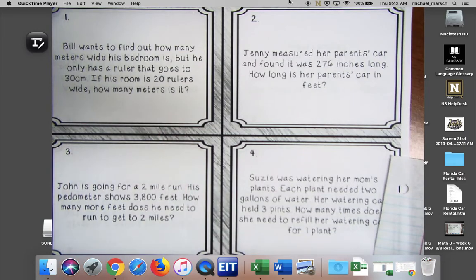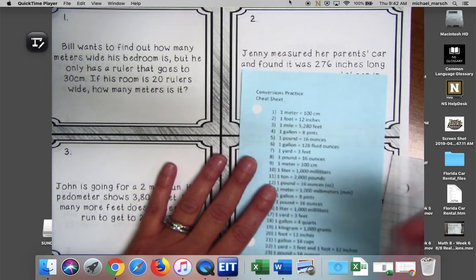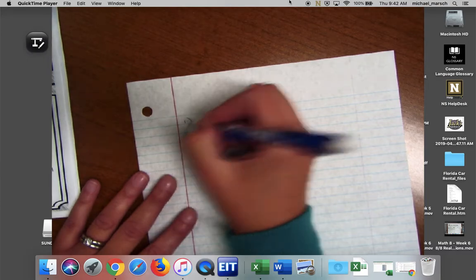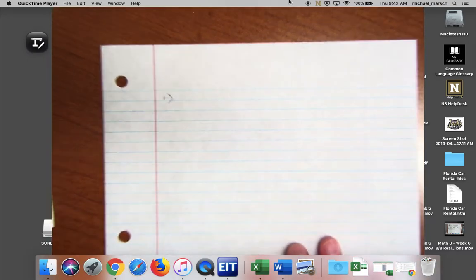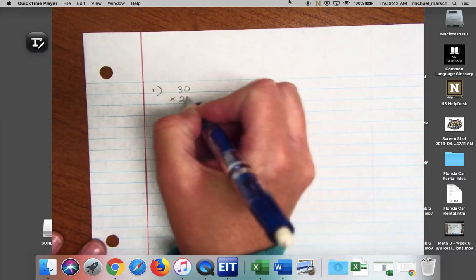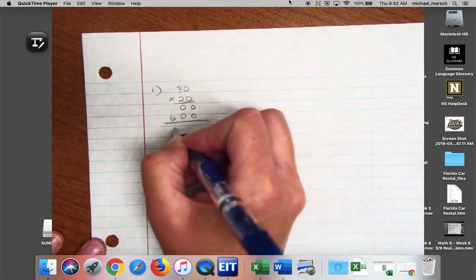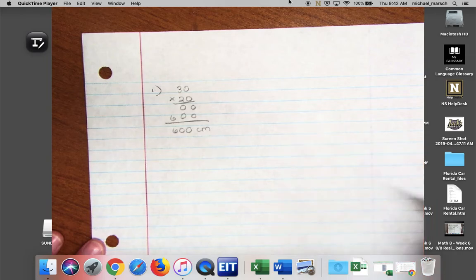We've got Bill. He wants to find out how many meters wide his bedroom is, but he only has a ruler that goes to 30 centimeters. If his room is 20 rulers wide, how many meters is it? So again, if you look back at that cheat sheet, number 1 is meters to centimeters because that's what we're converting here. So the first thing you need to do for this problem is find out how many centimeters wide the room is, right? So if we know it's 30 centimeters and he can do it 20 rulers across, we're going to work that out.